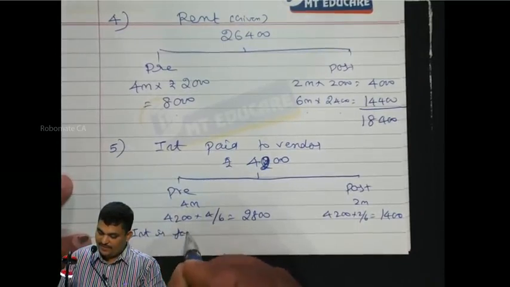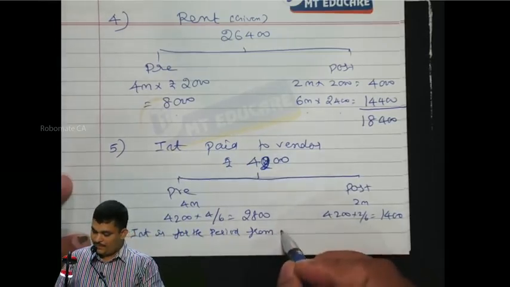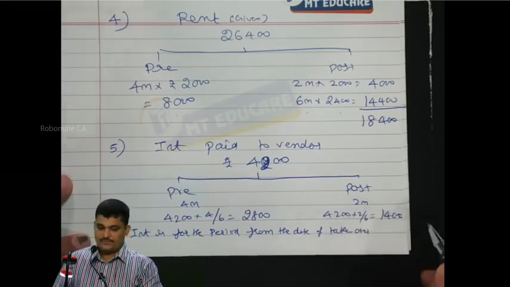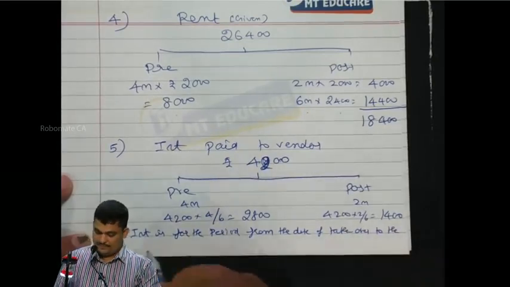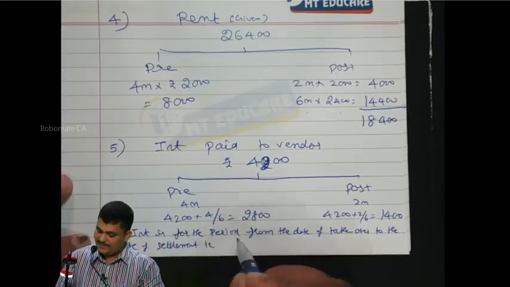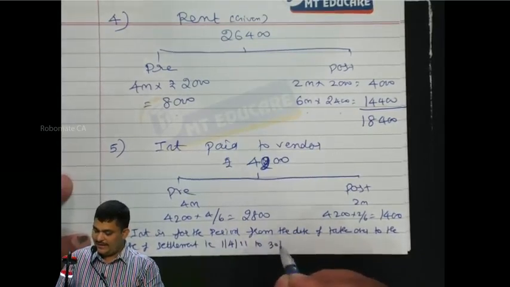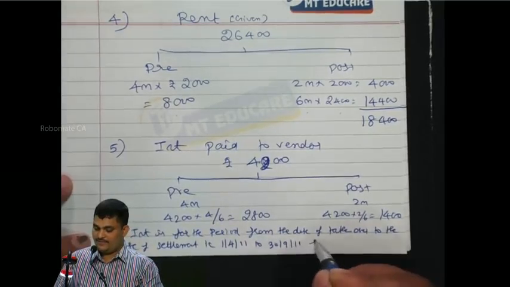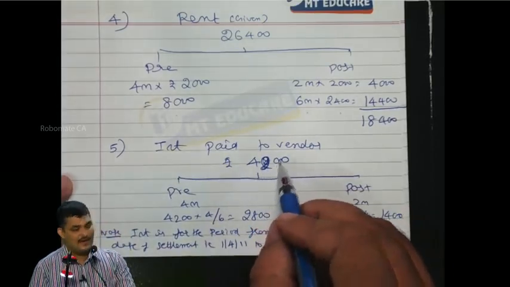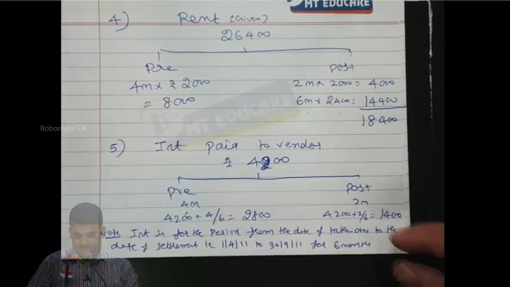Interest is for the period from the date of takeover to the date of settlement, that is 1/4/2011 to 30/9/2011 for 6 months. So this interest is for a span in which 4 months is falling in pre and 2 months is falling in post. Could you appreciate that? So we're just making the point very clear.